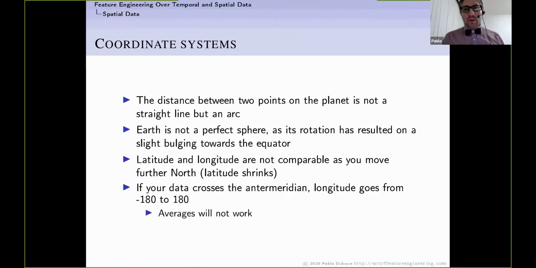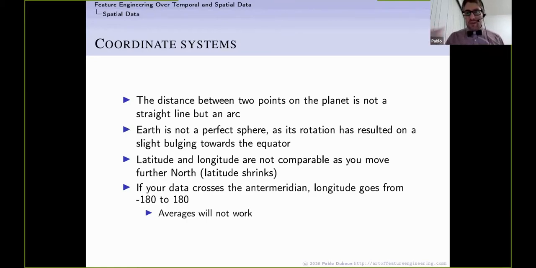Okay, so now this is what I have on the general feature engineering topic. Let's talk a little bit about spatial data. So spatial data is complicated by the fact that you are dealing with coordinate systems, yes? And because we live on a planet that is a sphere, the distances are not lines, but arcs. And even more so, Earth is not a perfect sphere. Its rotation has resulted in a slight bulging on the equator. And latitude and longitude are not comparable as you move further north.